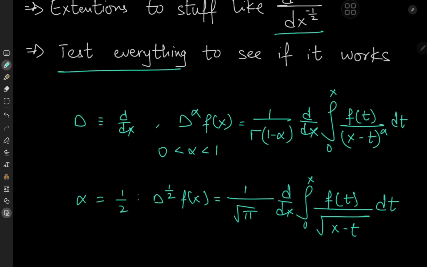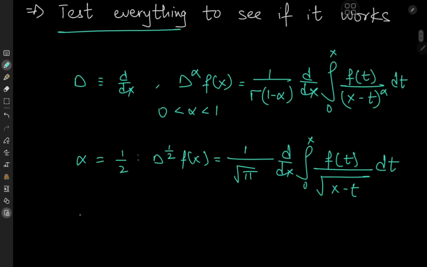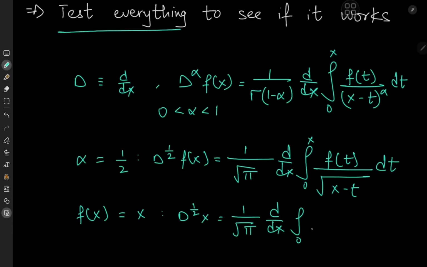Okay, cool. Now let's test this out on a very simple function and then do a thorough analysis of the results. We're going to start with the very simple case study of f of x being equal to x. In this case, we have the half derivative of x being 1 by root pi times the derivative with respect to x of the integral from 0 to x of f of t, so we have t over here, divided by root of (x minus t) dt.